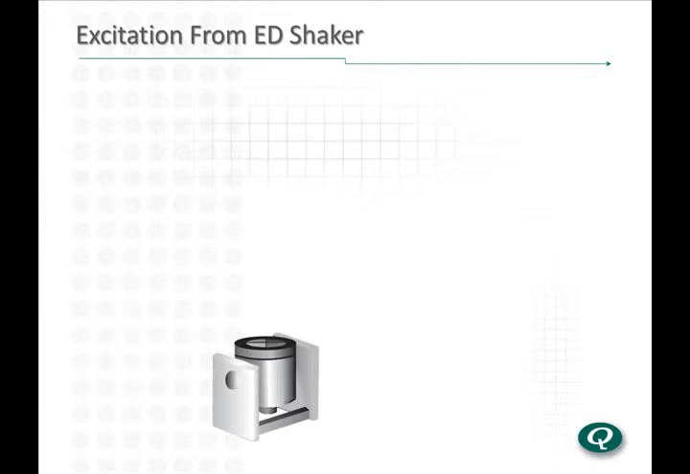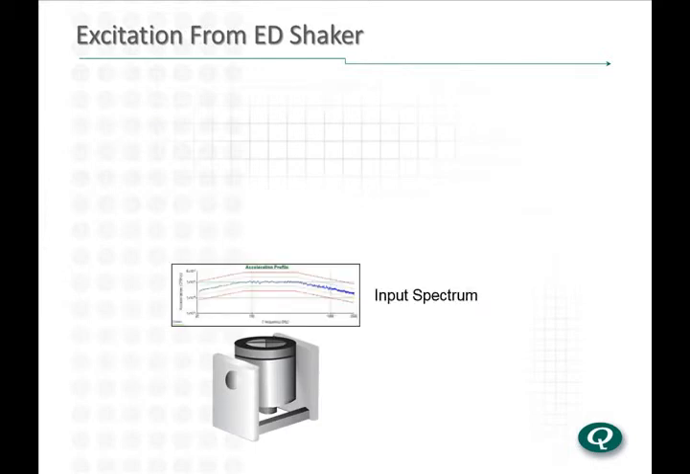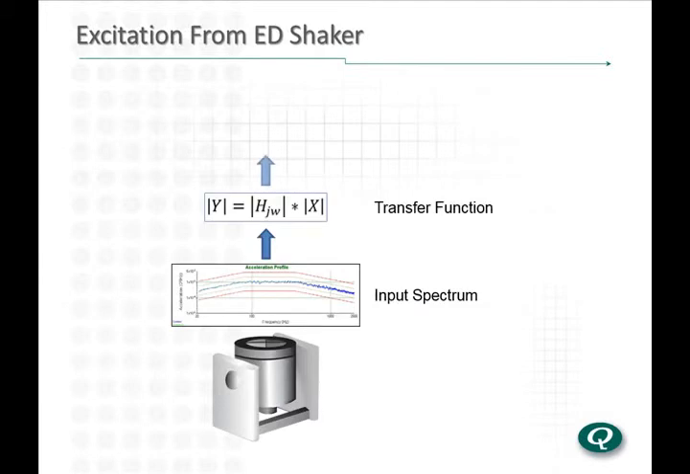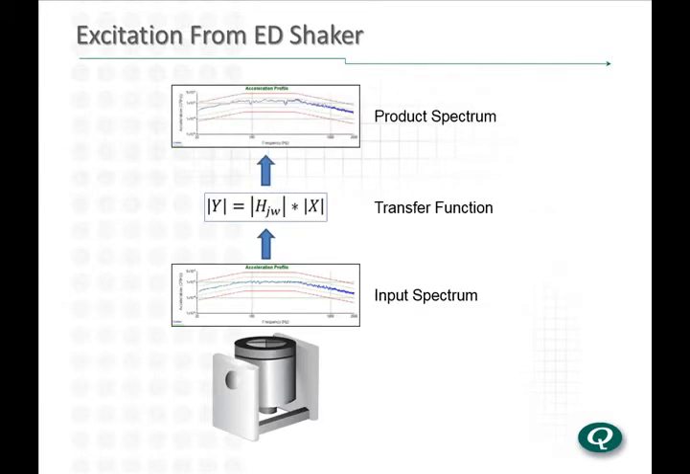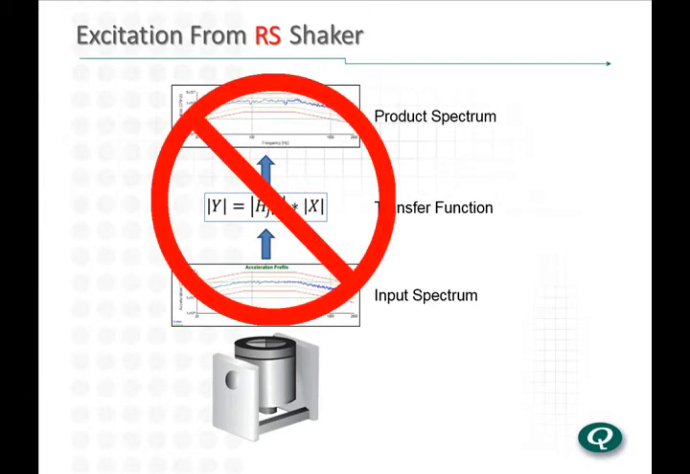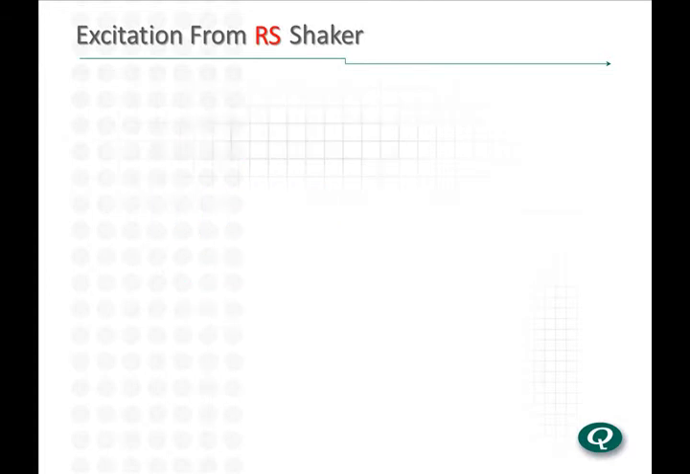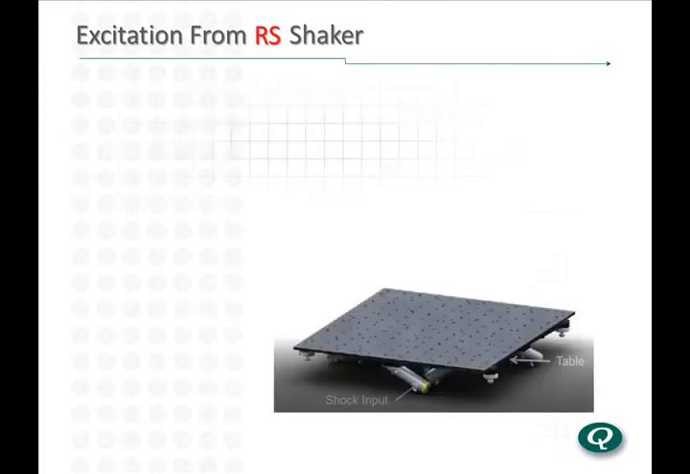When using an ED shaker, the table vibration is the only mechanical stress delivered to the product. The final excitation to the product is the tabletop vibration, filtered by the fixture and product transfer function. With an RS vibration system, the product is excited not only by the vibration of the table, but also by the shocks transmitted to the product.